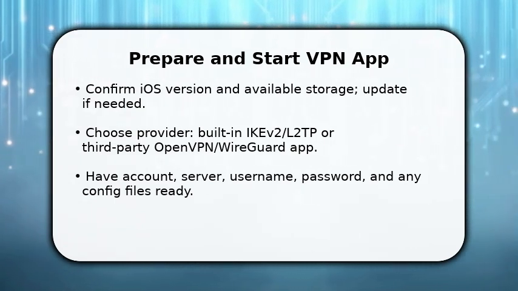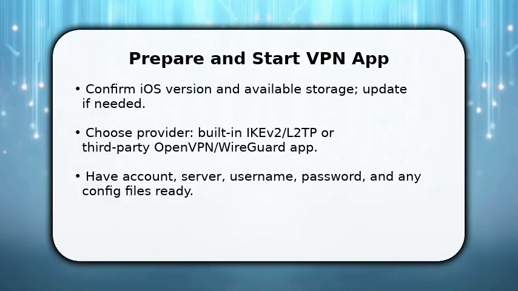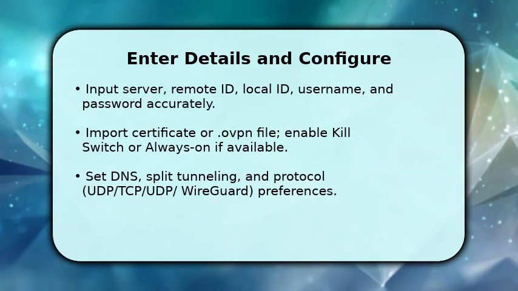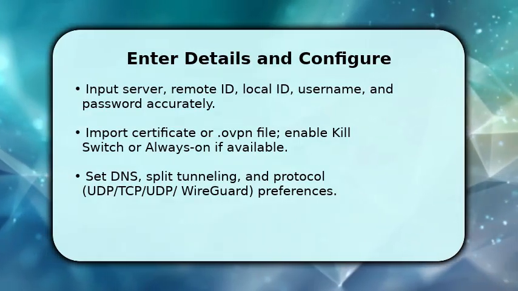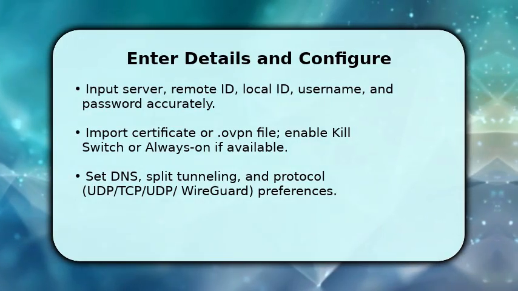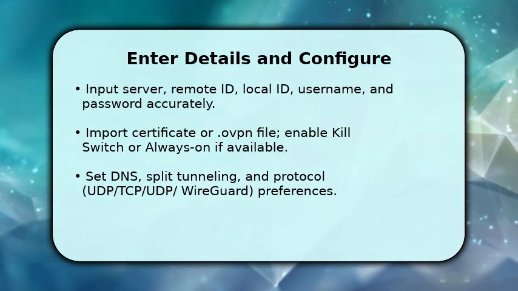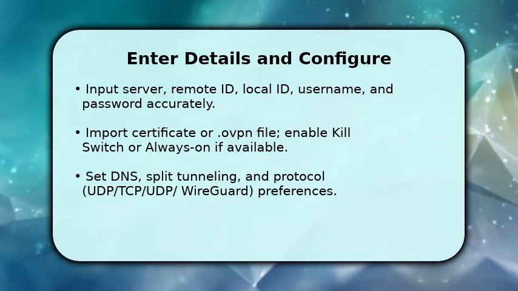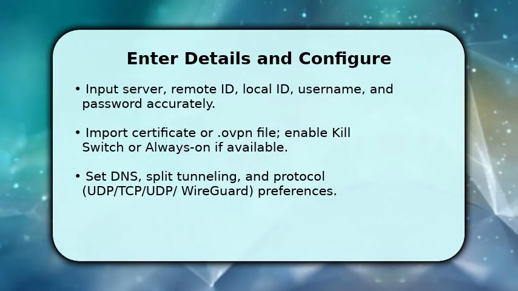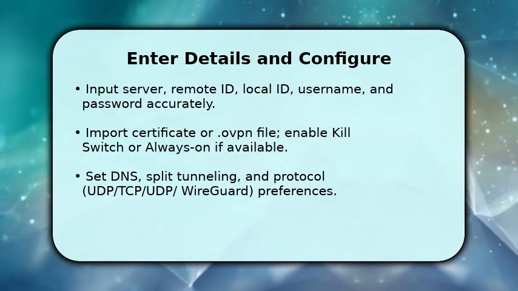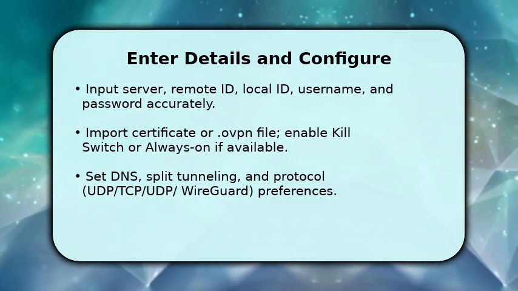Next, you input the detailed settings that make the connection secure and reliable. In Settings or in the VPN app, type the server address, remote ID, and your credentials. Import any certificates or the .ovpn file from Files. Make sure you choose the recommended protocol, UDP for speed, TCP for stability, or WireGuard for modern performance, and configure DNS and split tunneling if you need local access while routing other traffic through the VPN.